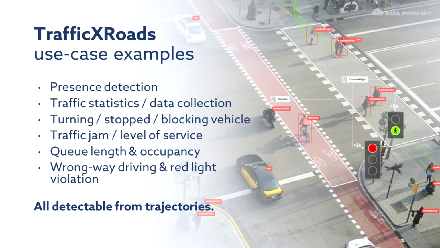It's not just for static detection or presence detection. You can do even event detection. And that's a huge topic nowadays. Turning movements, stopped vehicle, blocking vehicle, traffic jams, even level of service. It's simply easy with this unit and with Flow. You can even detect queue occupancy, wrong-way driving, or our newest feature, red light detection.